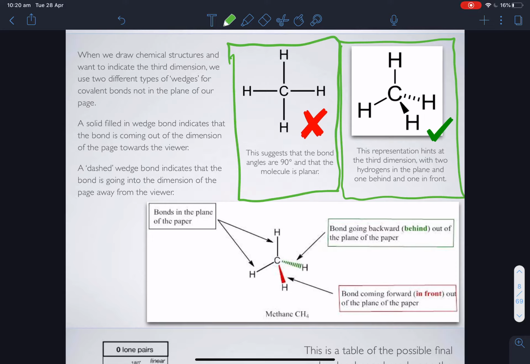And the thing is, this suggests that there's a right angle, 90 degrees, between these bonds, and there's actually not. It's a tetrahedral shape. There's 109.5 degrees, I think it's around there, between each of them, and it's in 3 dimensions. So this kind of representation here is a bit wrong, because it's assuming that they're 90 degrees and the molecule's planar. It's not true. So what we do is we use these dashes and wedges.